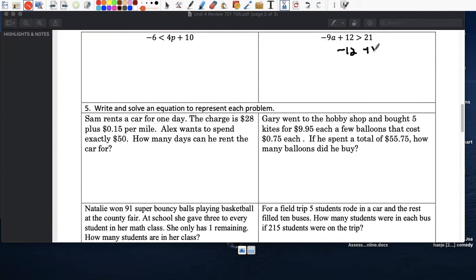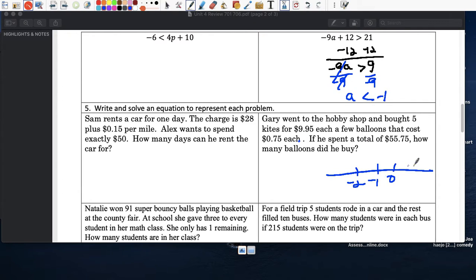-12. Right, guys? So greater, and then 21 minus 12 is 9, and this is -9a. My variable a is being multiplied by -9, so I'm going to divide by -9, divide by -9. And 9 divided by -9 is -1, but notice that we have to switch the sign. So, graph, -1, -2, 0, I'm going to put a circle on top of -1. And we want numbers that are less than -1. All the numbers are this way.